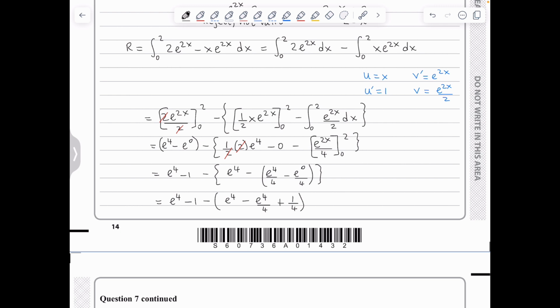We can see that the e to the 4 with this e to the 4 will cancel out. The minus e to the 4 over 4 will give me e to the 4 over 4, whereas the minus 1 minus a quarter will give me minus 5 over 4. And this matches exactly the form requested in the question.